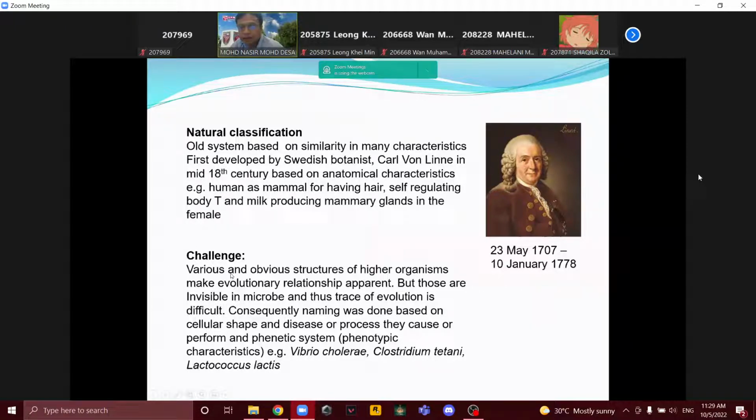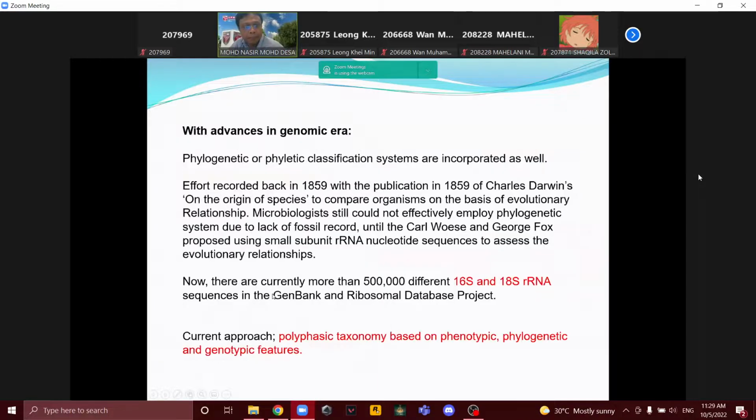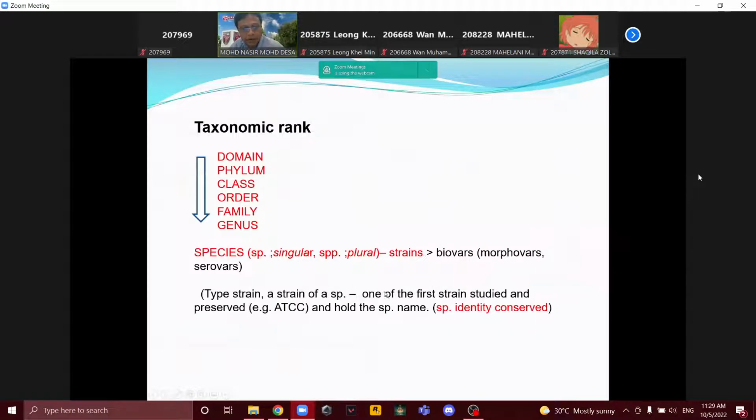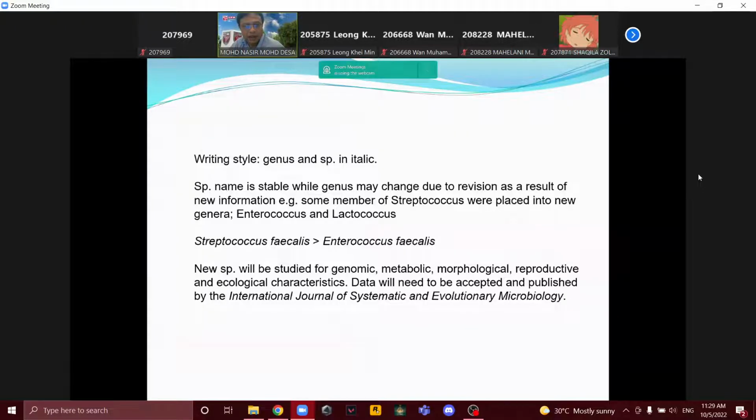You can read this, a lot of challenges. And then with the advances in the genomic era, the taxonomy that we have now is the integration between phenotypic and genotypic. The way we name it, the one that you see in your manuals and textbooks, is only species and genus. And sometimes you can see the strains and the serotypes.